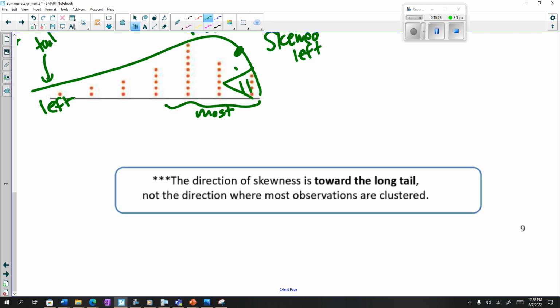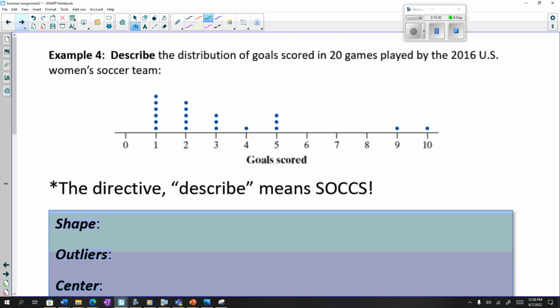All right, now we're going to turn to page 10. On the top of page 10, I want you to describe the distribution. So first thing I want you to do is write down the shape. Based on what we just talked about, I want you to write the shape over here in the box for the first bullet point. So right now, stop the video and write down the shape.